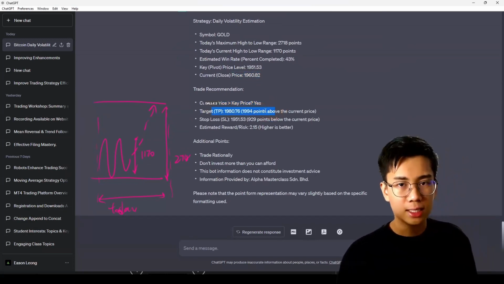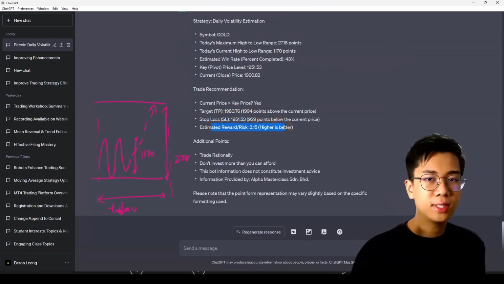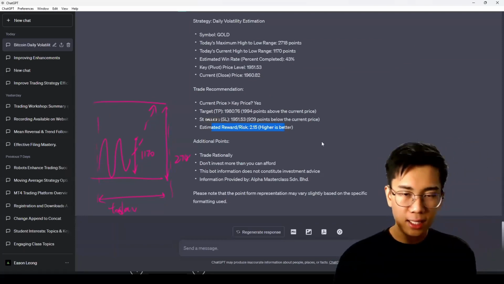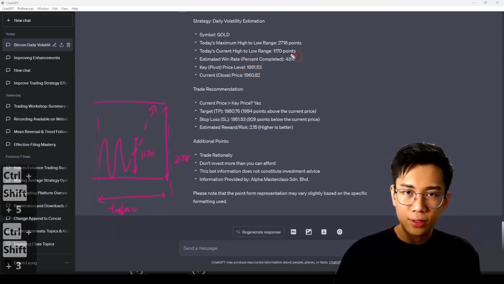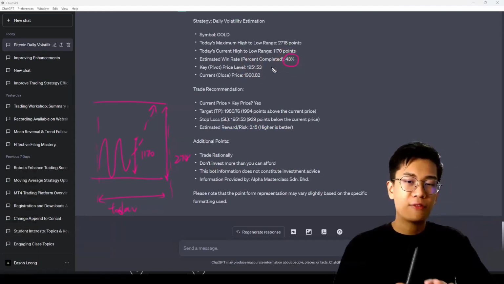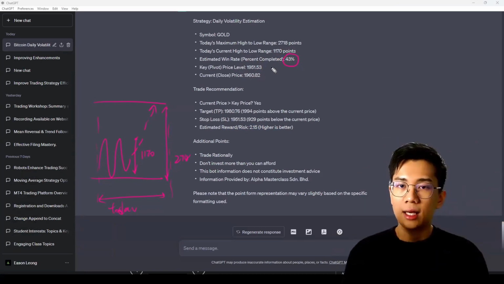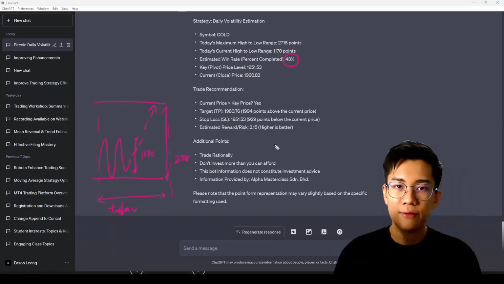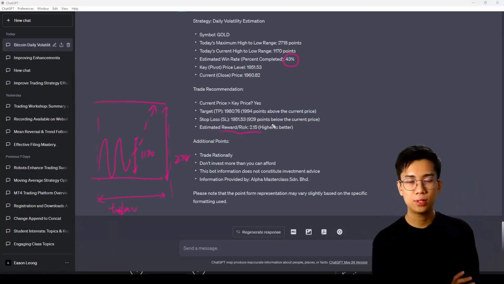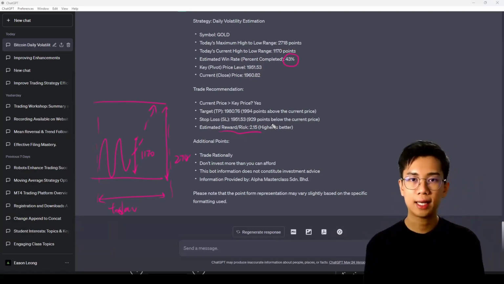This is a suggested take profit for you. This is a stop loss for you. And this is an estimated risk reward for you. So, by seeing the statistic of this win rate, it is already telling you that the chance of this trade being profitable, by referencing all historical data in the past, is 43%. At the same time, this particular trade has a risk reward of 2.15, meaning that when you win, you win 2 times, and when you lose, you only lose 1 time.